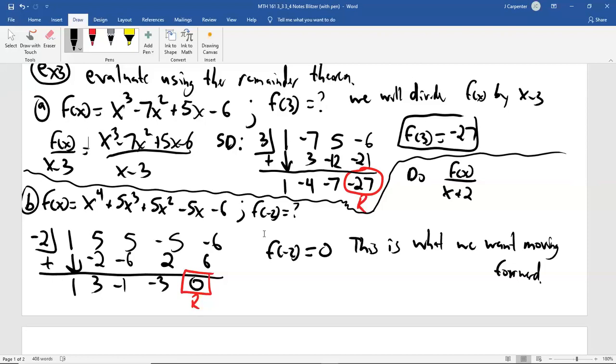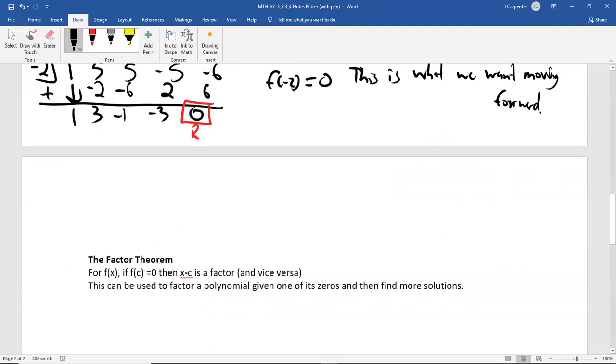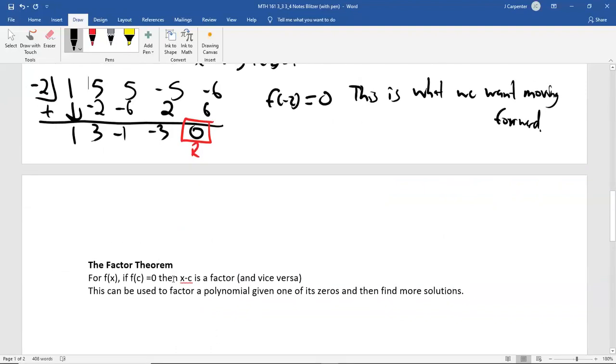And there are things that are 3-term polynomials that we would call prime, but we can still ultimately write them in a factored form. By using this idea of synthetic division, plugging in a number, getting a 0 remainder, it can give us factors. All right, so that is the factor theorem.